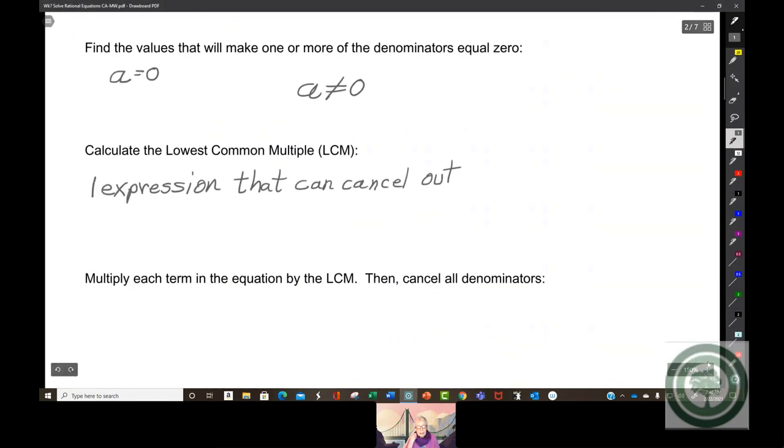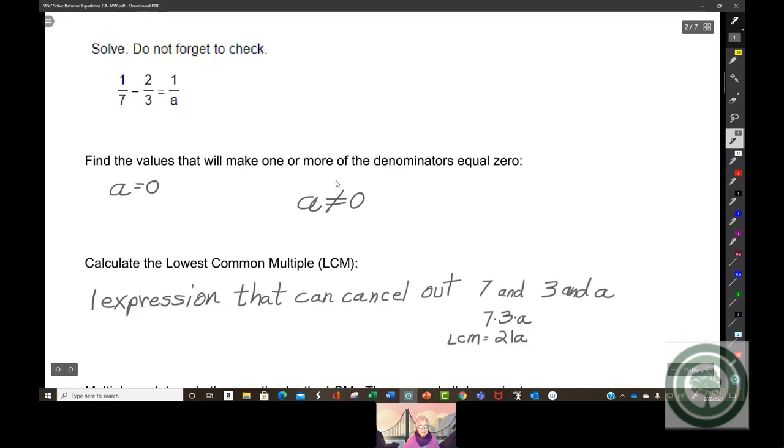Make it bigger to make sure you can see it. They can cancel out 7 and 3 and A, the three denominators, but it has to do it all at once. So to cancel out 7 and 3, I need 21, because 7 times 3 is 21. And then I also have to cancel out an A. So A has to be in there too. So 21A is going to be my LCM.